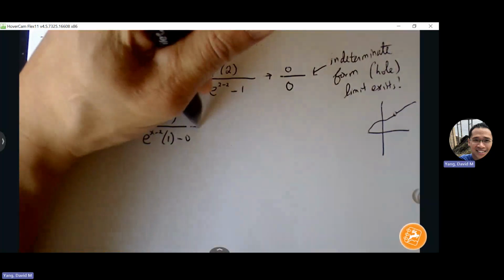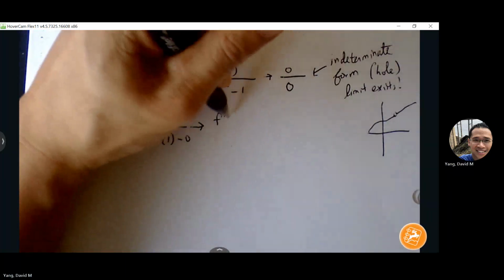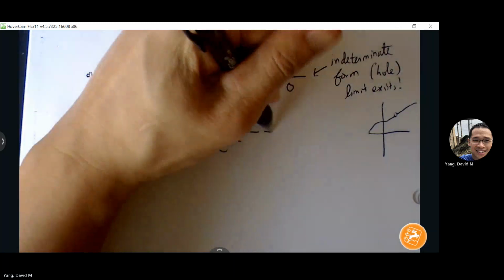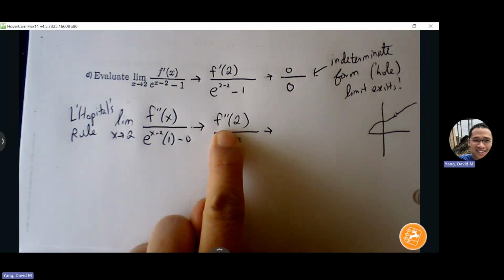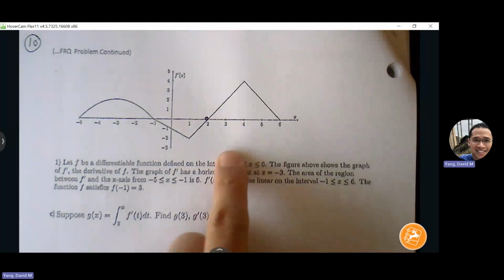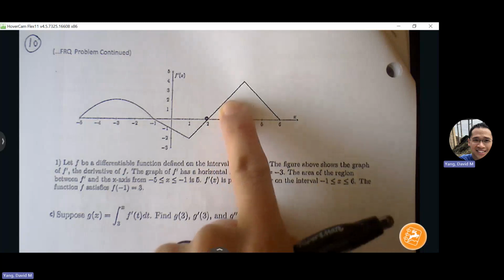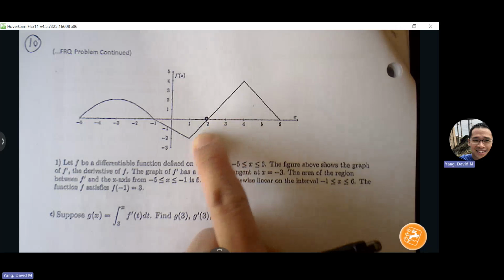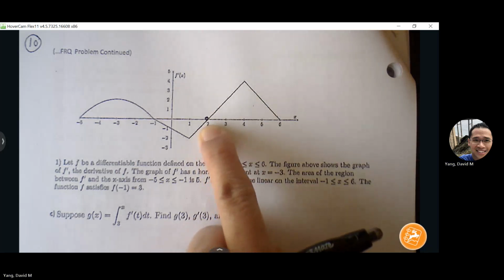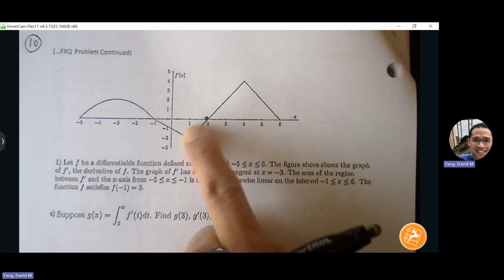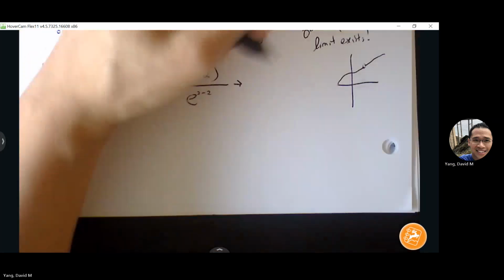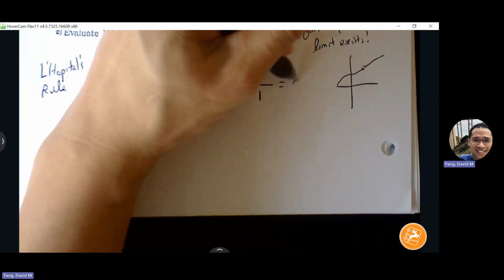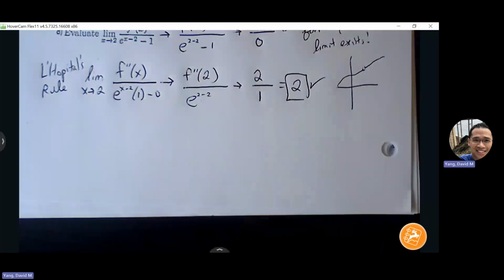Okay, so now replace every x with 2. So f double prime of 2, go to our graph here. F double prime of 2, but this is the f prime graph. So f double prime of 2, we're going to find the what? The slope, right? And what's the slope of this line segment? 2, right? Up 2 over 1, slope is 2. And e to the 0 is 1, so 2 over 1 is 2. Now we have a real number, we can stop. That's our limit.